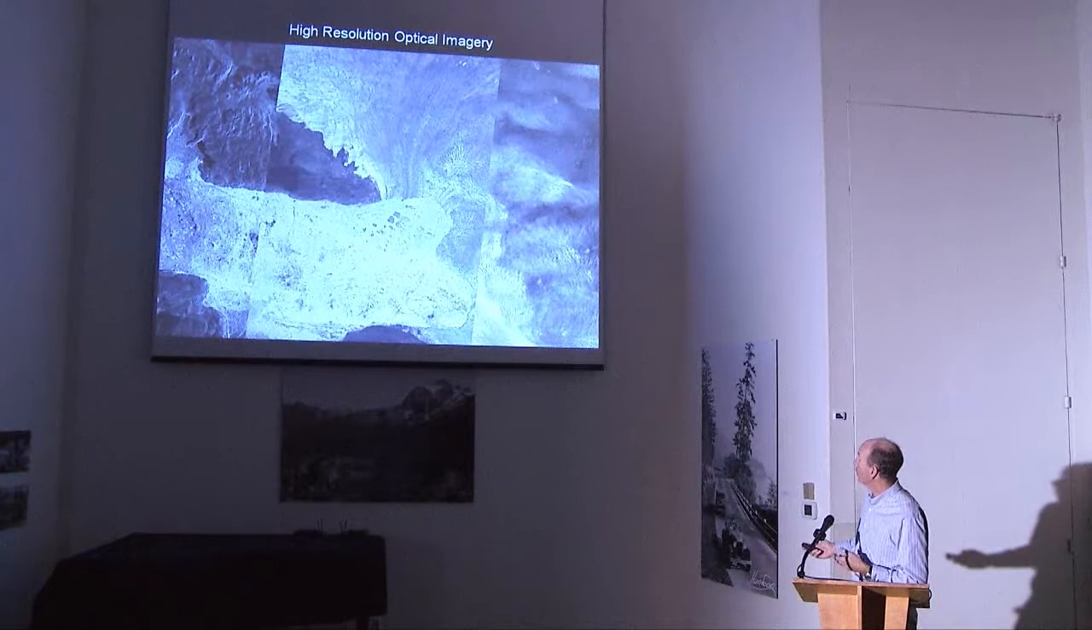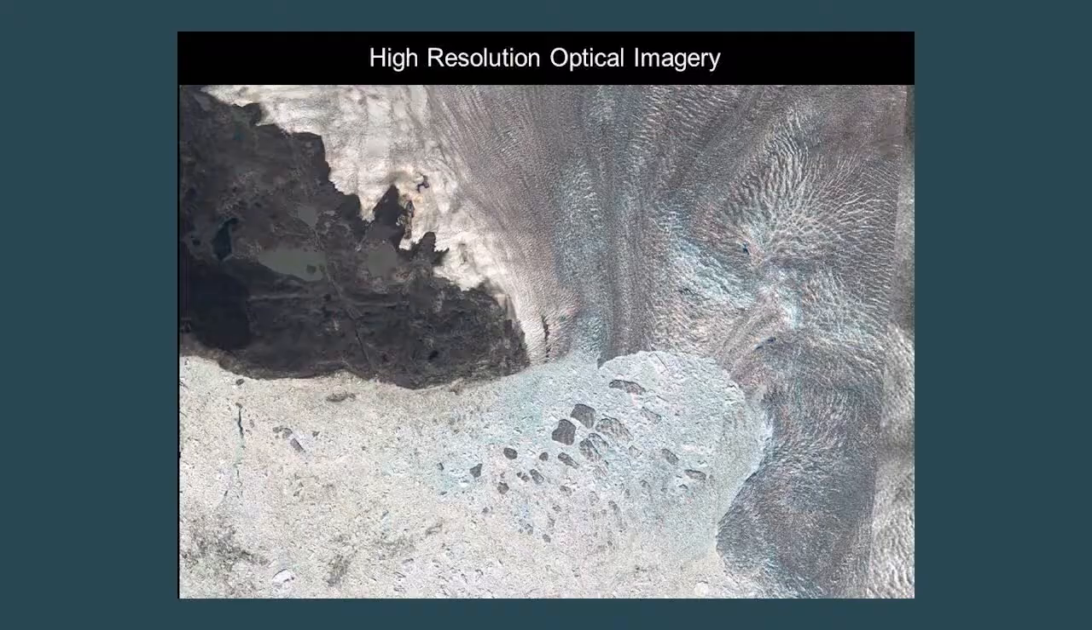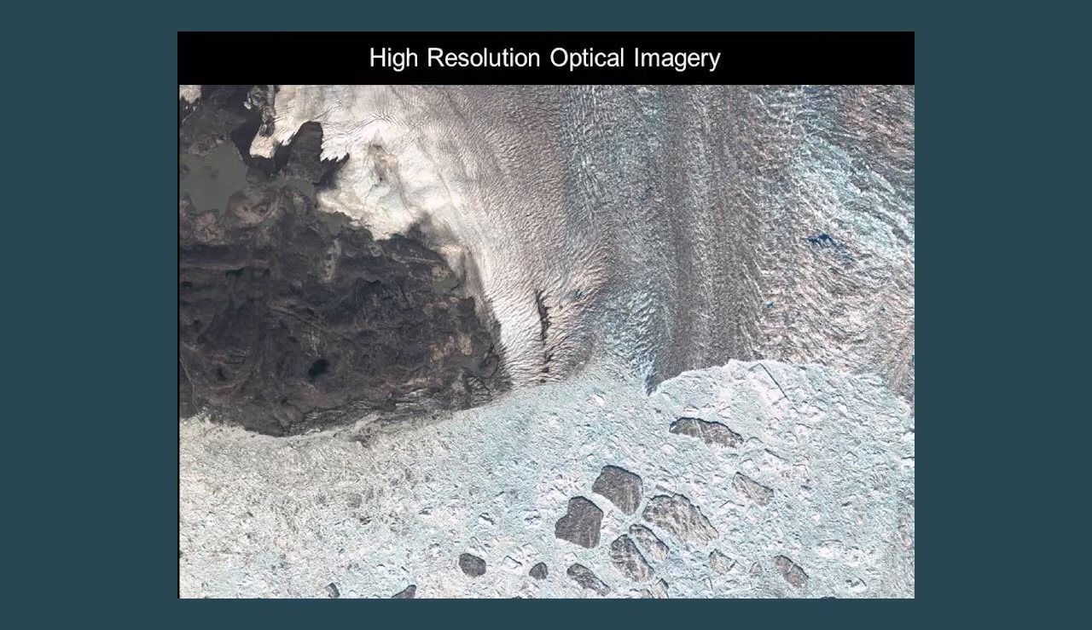This is looking at some of the icebergs calving off Jakobshavn. You can see some of them here. They've just broken off from here. And this imagery goes up to something like a meter or a half meter resolution.